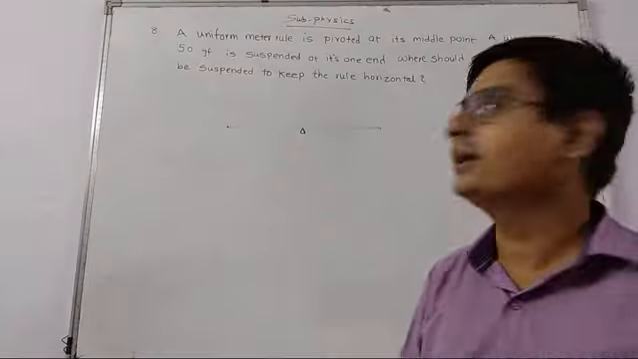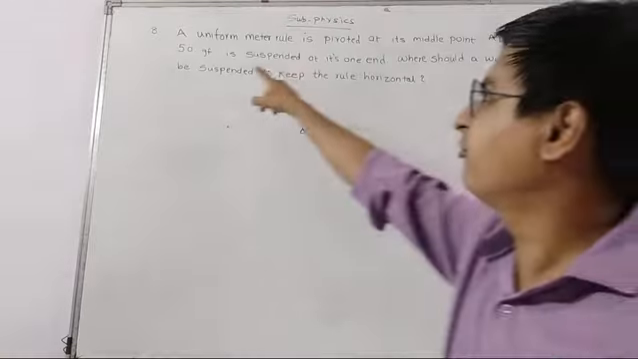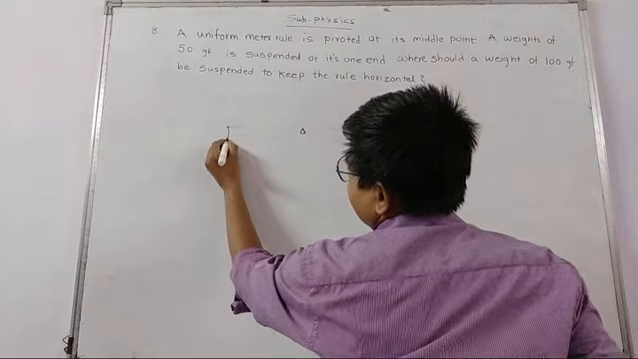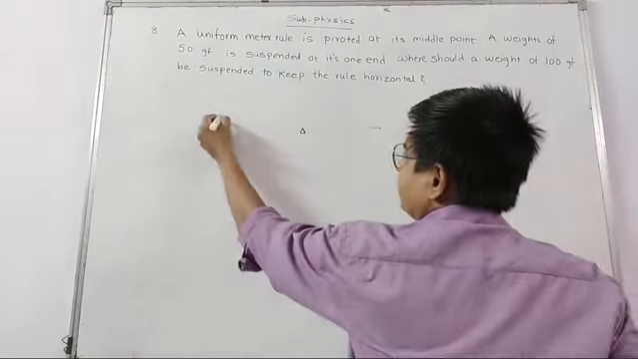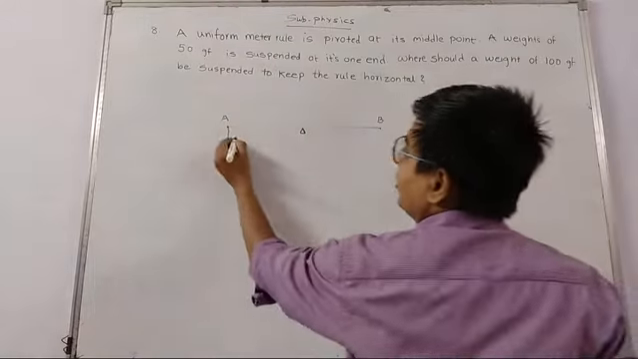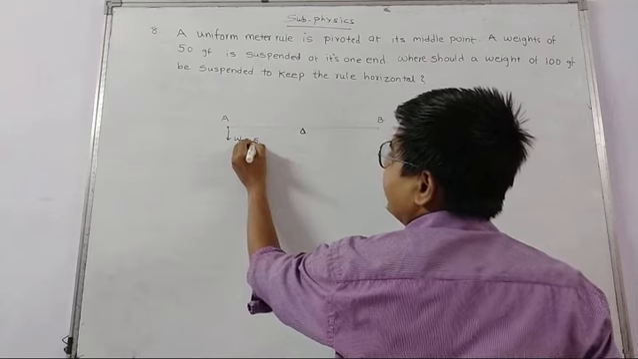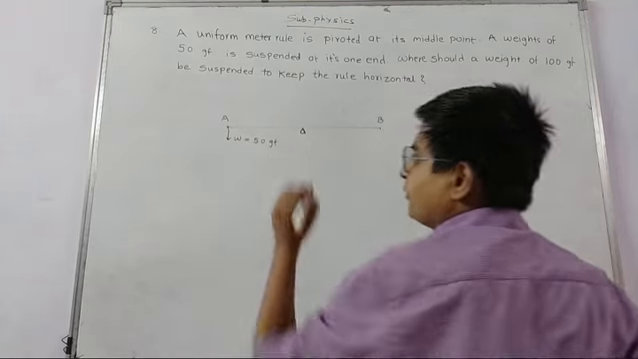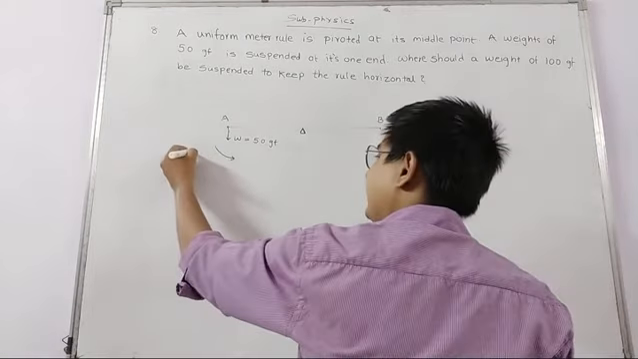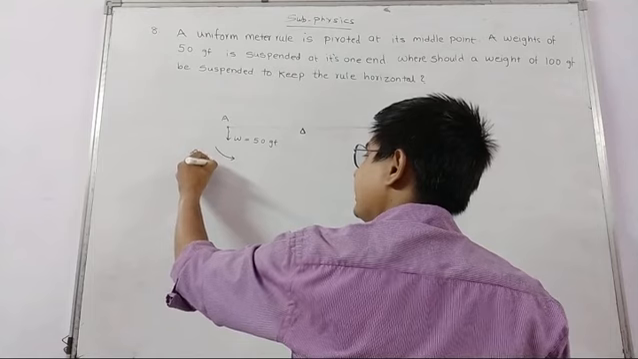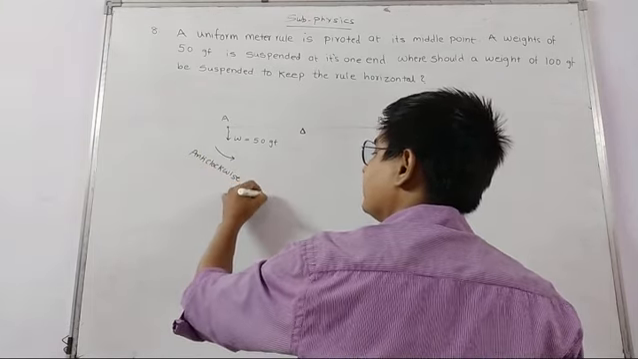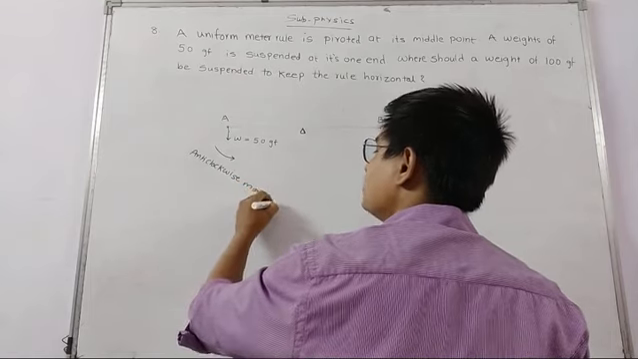But now what they are doing, they are adding a weight of 50 gf that is suspended at its one end. So let us say this is the one end, this is point A, let's say this point is B. Now at one end, the weight W is added and the weight is given as 50 gf. So obviously it will be producing a moment in an anti-clockwise direction, so that is anti-clockwise moment.